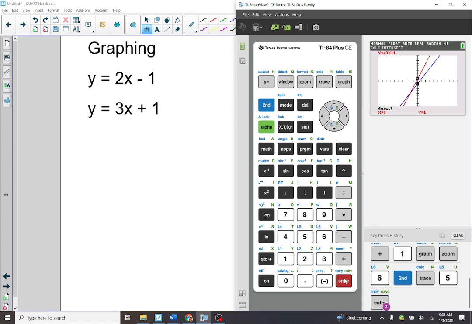Now it asks you for a guess. The guess only matters if it was a curve that would hit more than once, and it's trying to ask you, do you want the one on the right or the one on the left? For straight lines, they could only crisscross at exactly one place, if they crisscross at all. So because of that, you don't have to actually guess or anything like that. So you just press enter 3 times.